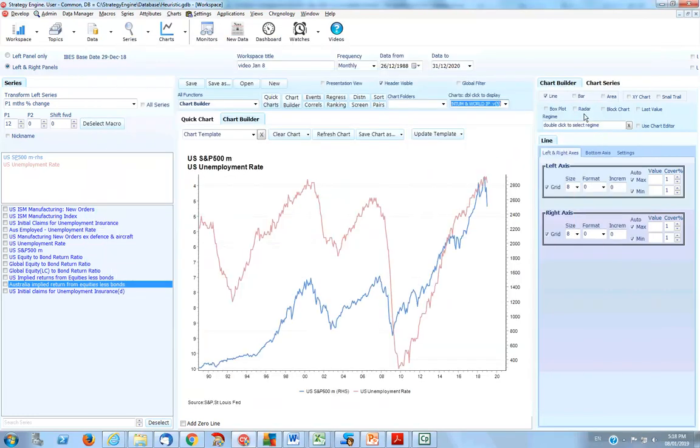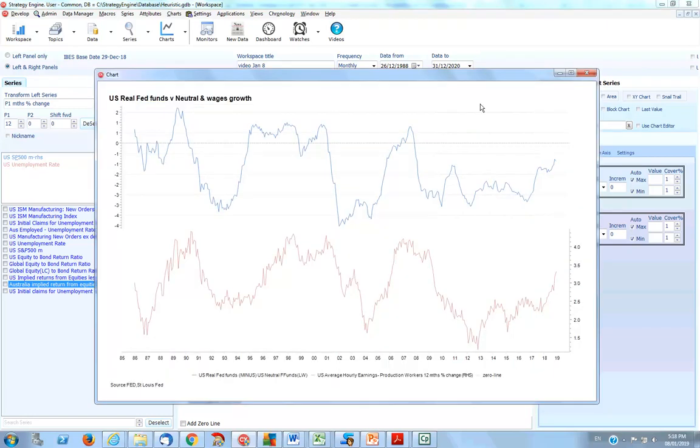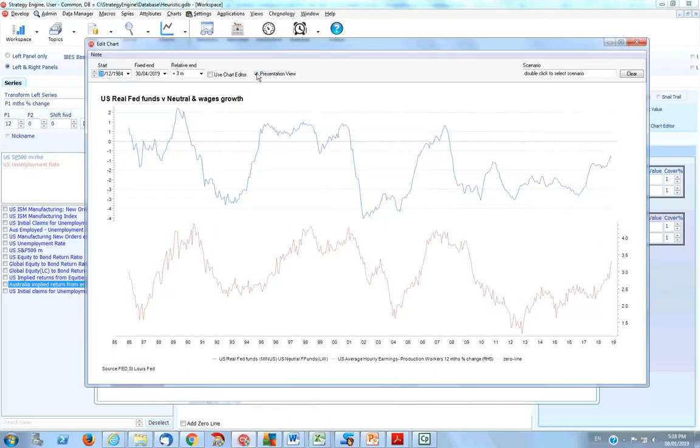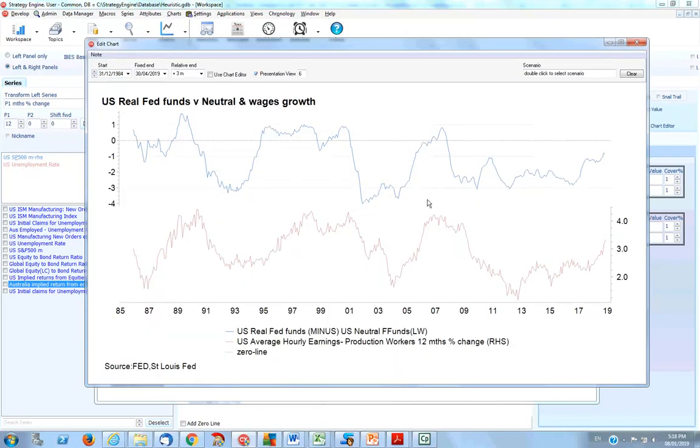Now, one of the key areas for the US, of course, is what is happening with wages. We had an update on wages growth just recently. So here I'm going to quickly look at what is happening on wages and relate that back to Fed policy. There's been a lot of discussion around how far away the Fed was from neutral and whether indeed they needed to get to neutral or even beyond neutral.